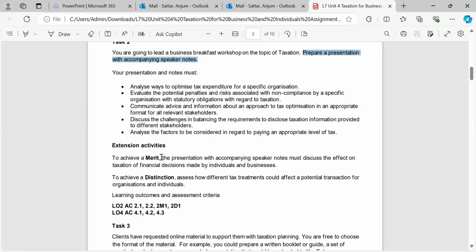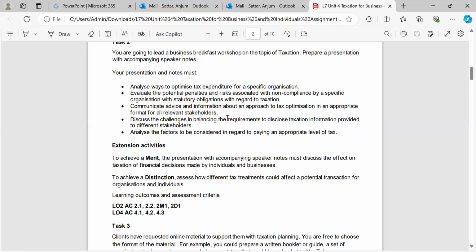So this year our task 2 is based on lesson 2 and lesson 4. If you open the lecture slides for lesson 2 and lesson 4, this task will be, of course, about communication about the tax of the organization appropriately, and we can look at balancing the requirement to disclose the taxation information provided to the different stakeholders.